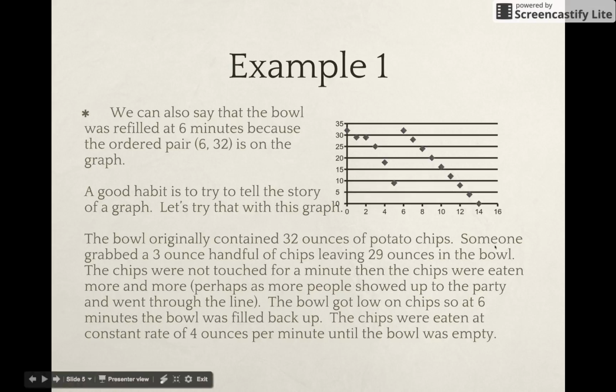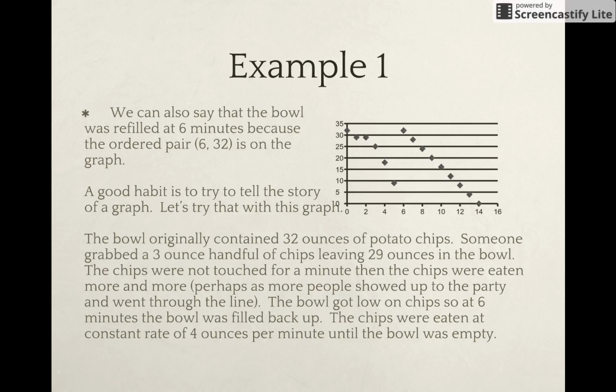The chips then were not touched between time 1 and time 2. And then chips were eaten more and more. Again, if we're thinking this is a party or some kind of function, maybe more and more people are showing up at this point. At 6 minutes, the bowl was filled back to its original capacity of 32 ounces. And then from there on, the chips were eaten at 4 ounces of chips per minute until the bowl was empty.